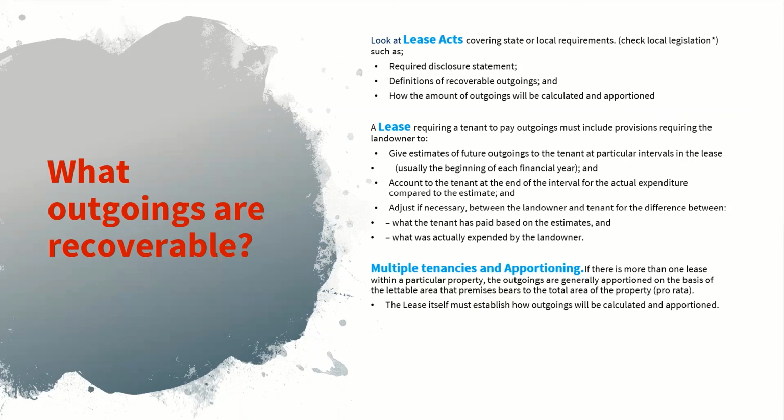Where there are multiple tenancies and apportioning occurs, so more than one lease on a property, typically it's on the basis of lettable area, a pro rata basis. Although not always, it can often be that some are heavier users of particular services, and so there would be, again, definitions in relation to that. Be aware that there does need to be a definition of how you're going to apportion it. So the lease itself should establish how outgoings are calculated and how they're apportioned.